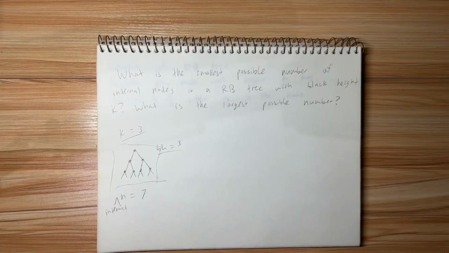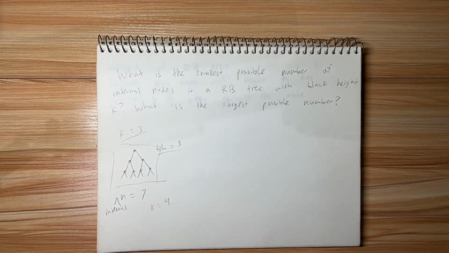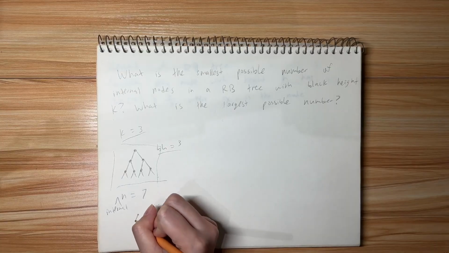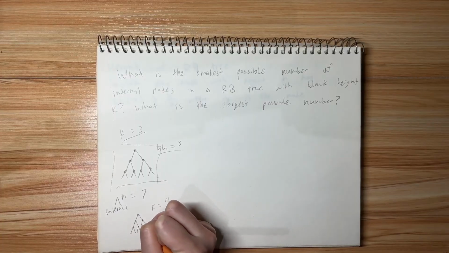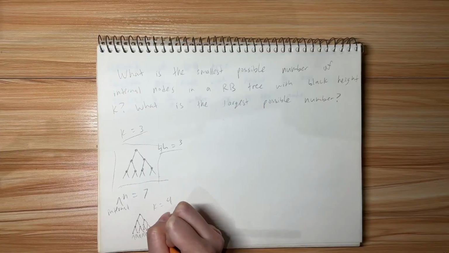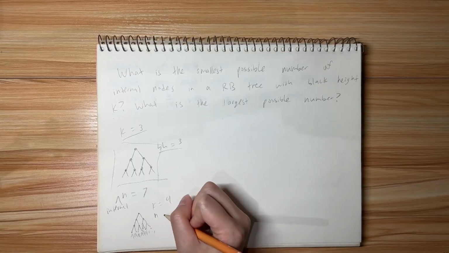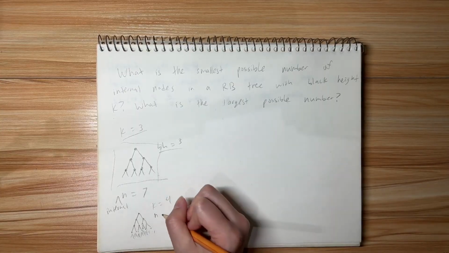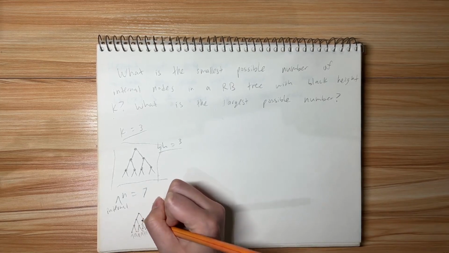All right, what happens if we increment black height by 1? Let's say black height is 4. Well, the tree in this case would look something like this. And of course, we have the null down here. So if you count all the nodes here, you will find that the number of internal nodes is 15, right? 1, 2, 3, 4, 5, 6, 7, 8, 9, 10, 11, 12, 13, 14, 15.